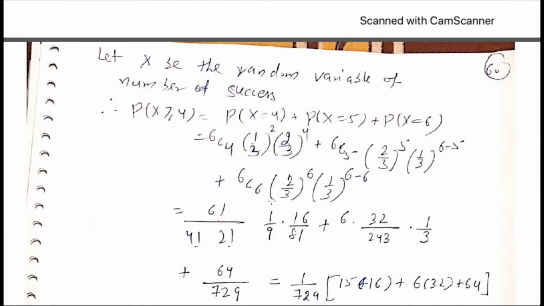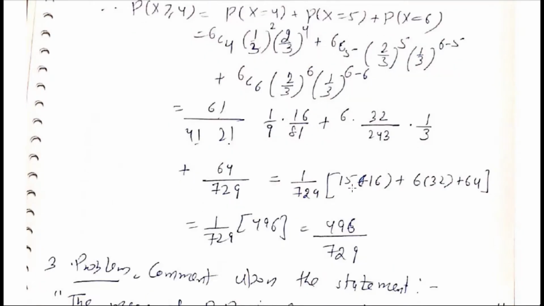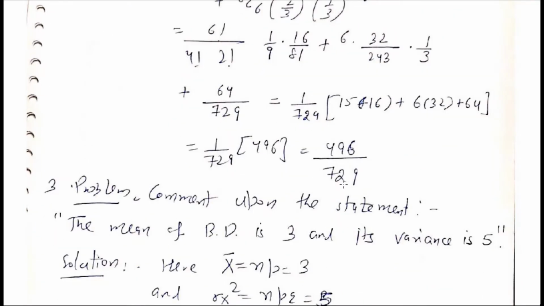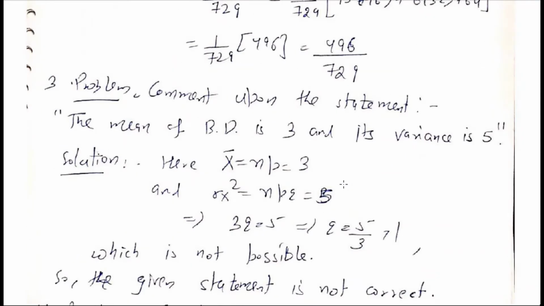So the probability of X equals 4 will be nCx, here n is 6, x is 4. The probability of failure q is 1 by 3, and the probability of success p is 2 by 3. So p raised to power x, q raised to power n minus x: 2 by 3 raised to power x, that is 4, and q raised to power n minus x, 6 minus 4, that is 2, and so on. After calculation, the probability of X greater than or equal to 4 is 496 by 729.